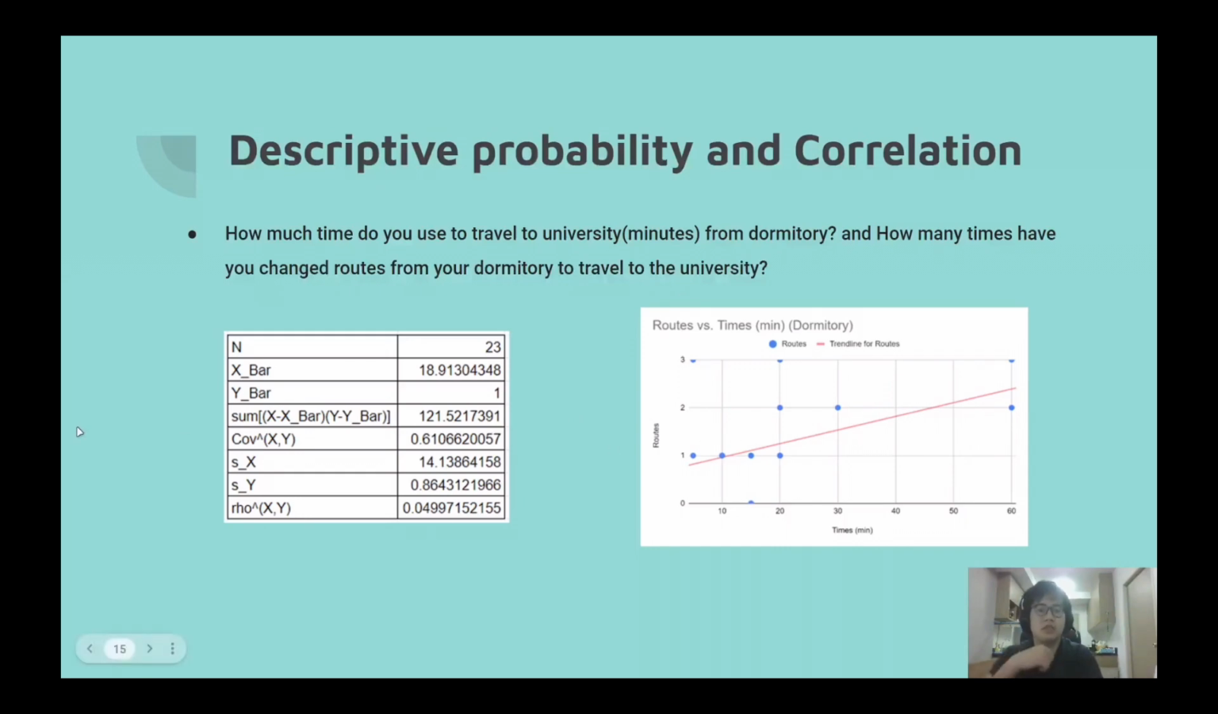Next is the descriptive probability and correlation for the dormitory. As you can see, the trend line is also increasing when the value is increasing. It means that when the time of travel from the dormitory to the university is decreasing, the amount of routes changed to travel from the dormitory to the university is also decreasing too. It means that it's a positive correlation.